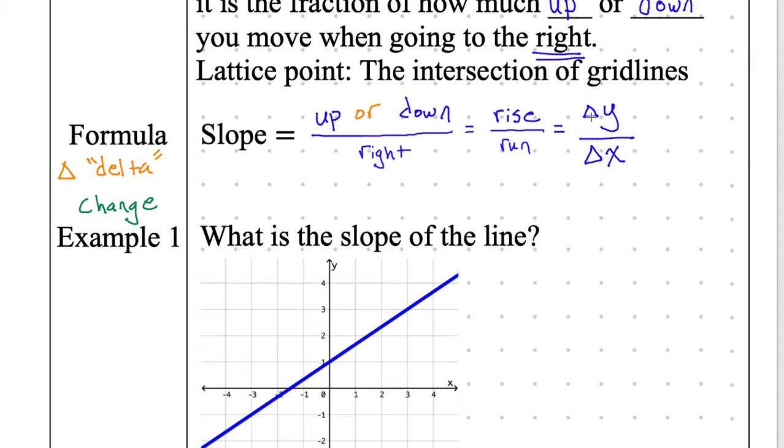So if I say delta y, this is saying how much is the y changing, how much is the up or down changing. And delta x is how much is the left and right, how much is the x coordinate changing versus how much up and down is changing.